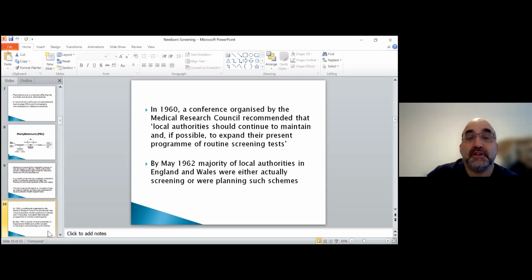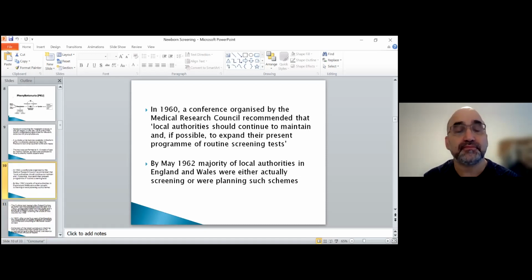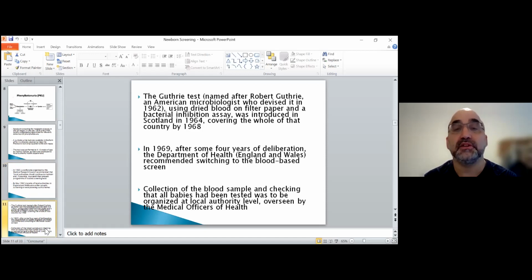So after that, by 1962, I'm sure many of us were not even born then or just about to be born, a majority of local authorities in England, that is mainly the councils that look after all the public health, started to do screening or were planning to do the screening. So we are talking about 60 years of active screening there.